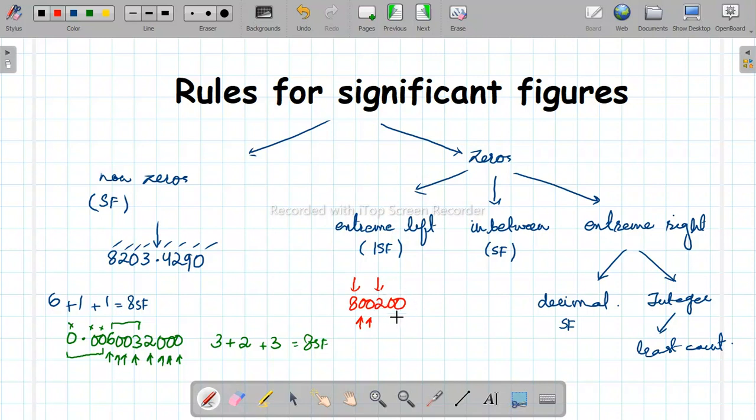How about these two zeros at the extreme right? Whenever we have zeros at extreme right, they might and might not be significant. अब देख लेते हैं, क्या ये मेरा नंबर डेसिमल है? No, it is not, it is an integer, right? और इंटीजर के केस में हमने कहा था it depends कि आपके इंस्ट्रूमेंट का जिससे भी ये रीडिंग ली गई है उसका लीस्ट काउंट क्या है.